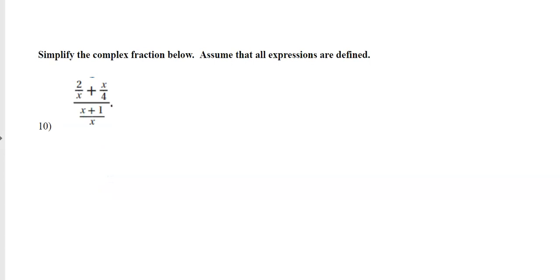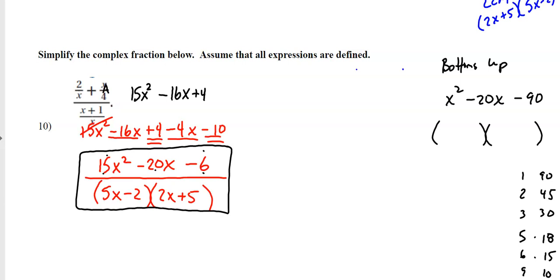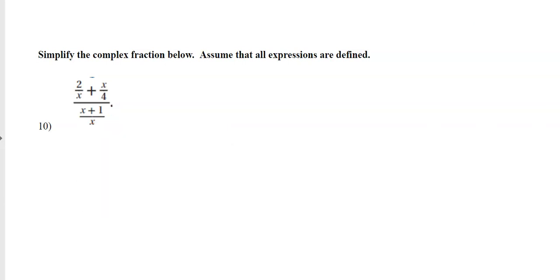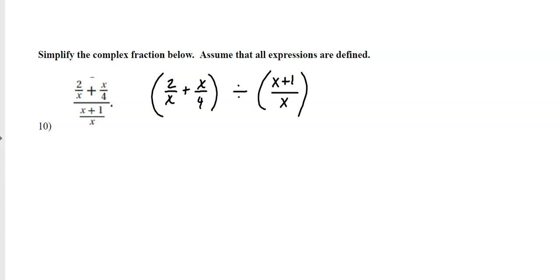Complex fraction. So complex fraction is basically when you have a fraction in a fraction. So another way to write this out is, I could say, this is really 2 over x plus x over 4 divided by x plus 1 over x. But then remember, we really don't divide fractions. We multiply by the flip.